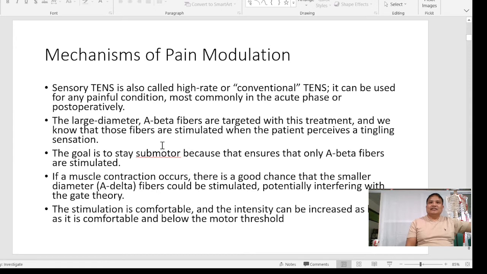And why? Because if there is a slight contraction, there's a good chance that the small A delta fibers could be stimulated, potentially interfering with the gate control theory. If there are slight muscle contractions, it's no longer sensory TENS, no? And the mechanism of blocking the pain is no longer based on the gate control theory. It will be the other one, which we will later on discuss also.